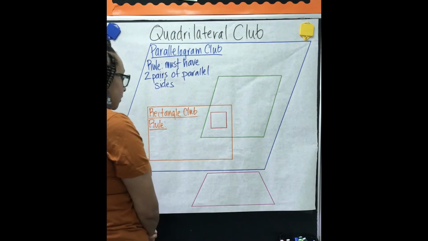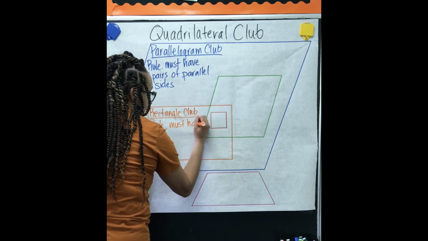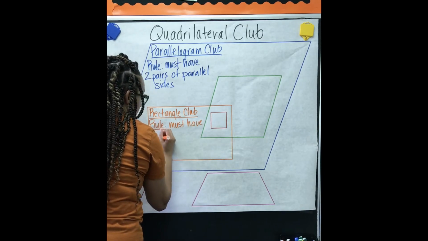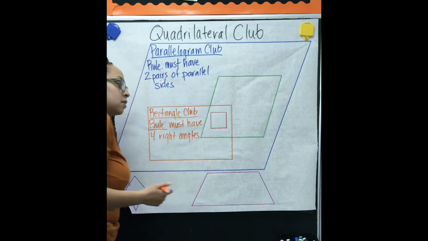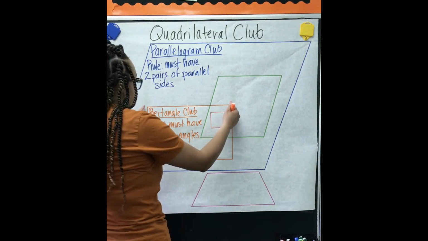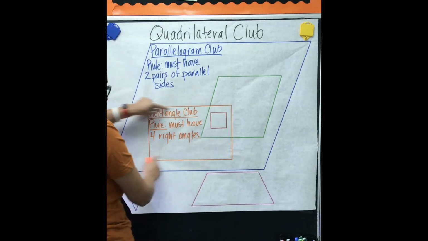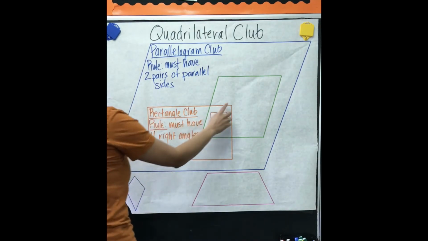The rule for the Rectangle Club is must have 4 right angles. But it also must have 2 pairs of parallel sides. So the Rectangle Club also has the rules of the Parallelogram Club. And if you look and you think about what you know about rectangles, these 2 sides are parallel and these 2 sides are parallel. The reason why they're parallel to each other is so that we can make a right angle here.